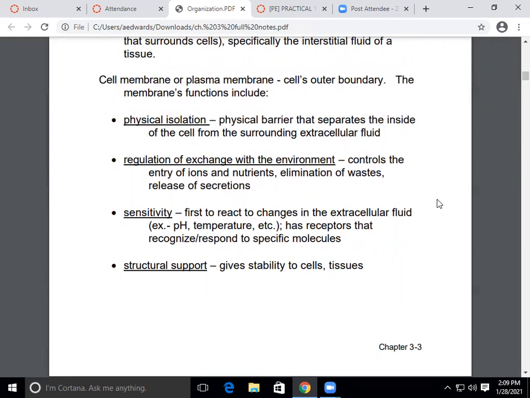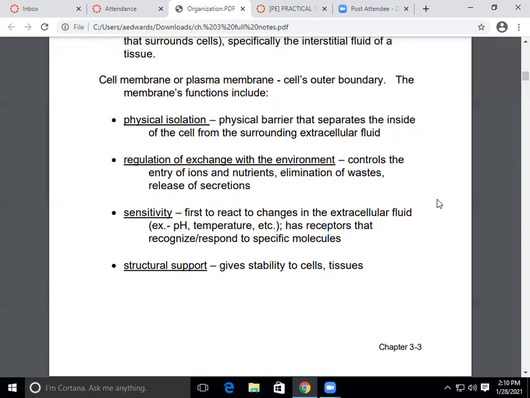Physical isolation, right? It's a physical barrier. So it's separating the inside of your cell from the outside of the cell and the fluid outside of the cell. All right, regulation of exchange with the environment. So what does that mean? So it's just controlling whether or not certain ions, certain nutrients can get in or out of the cell. It helps you eliminate waste from your cell. So just like you eliminate waste from your whole body, your cells eliminate waste too, okay? You're also releasing secretions out of cells, okay?